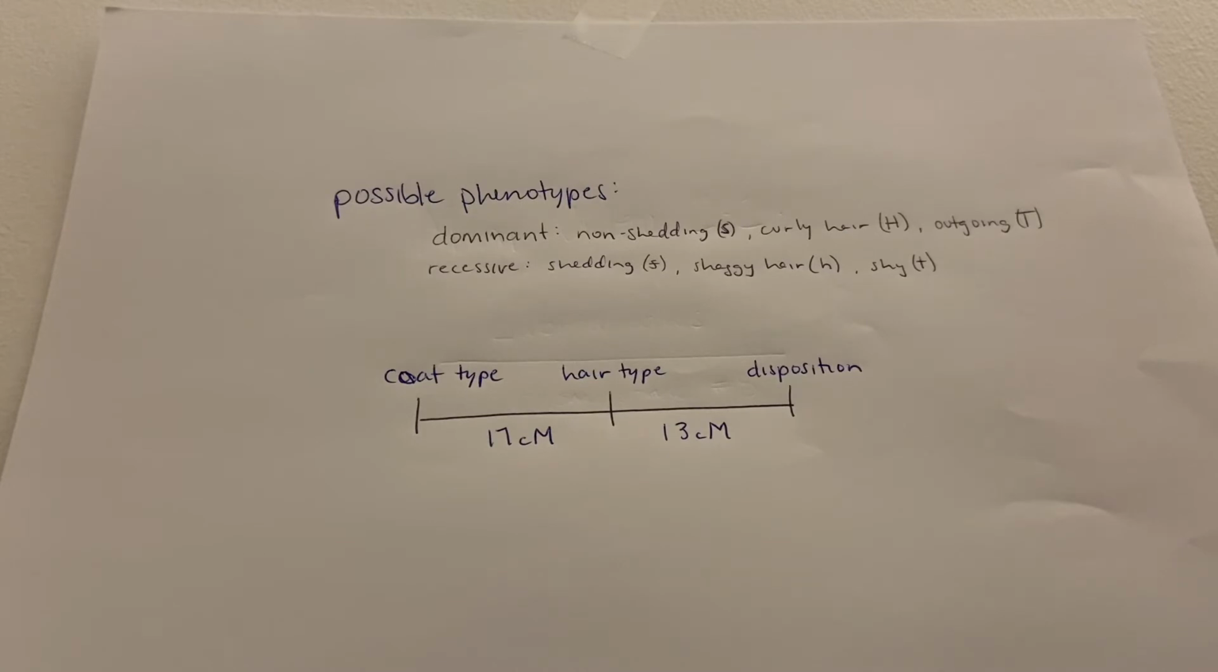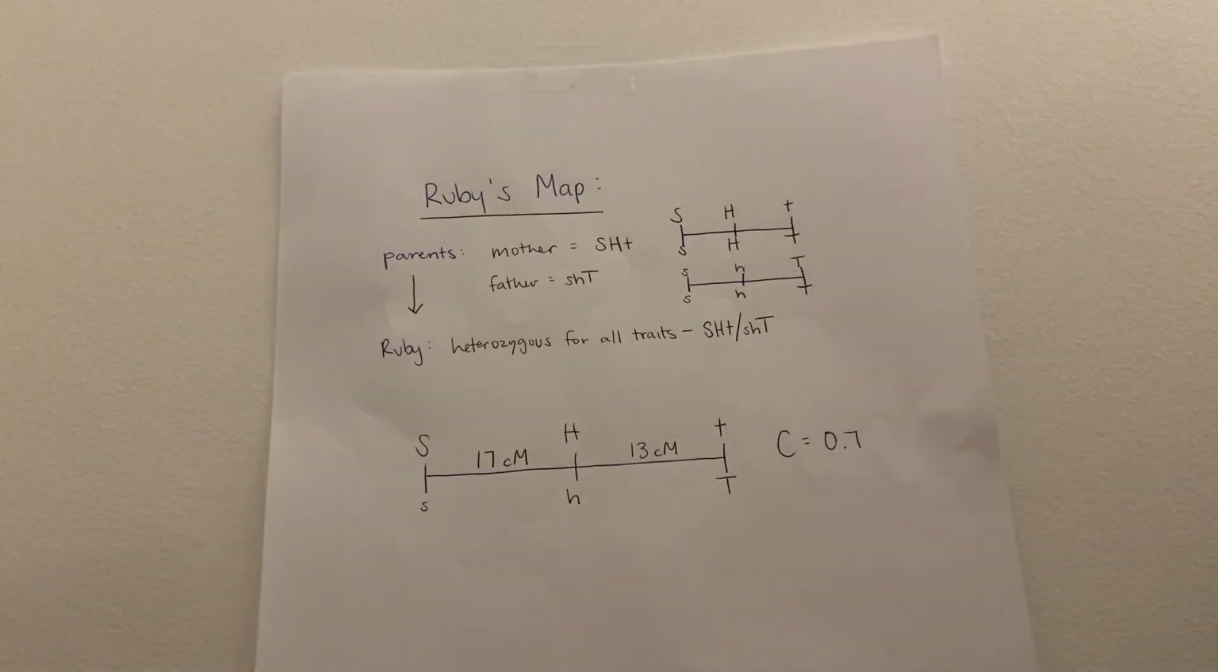The possible phenotypes for coat type are non-shedding being the dominant trait and shedding being the recessive. For hair type, we have curly hair being dominant over shaggy hair, and for disposition, we have outgoing as dominant over shy. I will be assessing my own dog, Ruby.